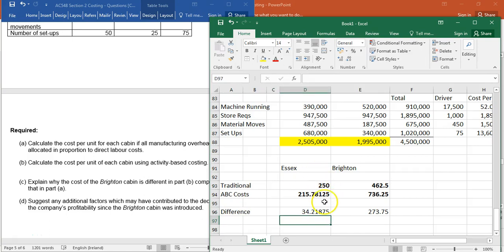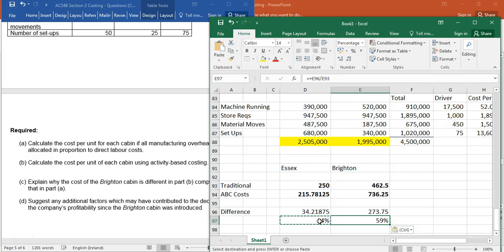Essex was overcosted by €34, or if you want to put that in percentage terms, because it's useful to think about in percentages, it was overcosted by about 14%. Whereas Brighton was undercosted by about 59%. So that's very important to understand, that using the traditional one, where we just use direct labour costs, completely distorted what a more accurate picture of the cost of the products are.